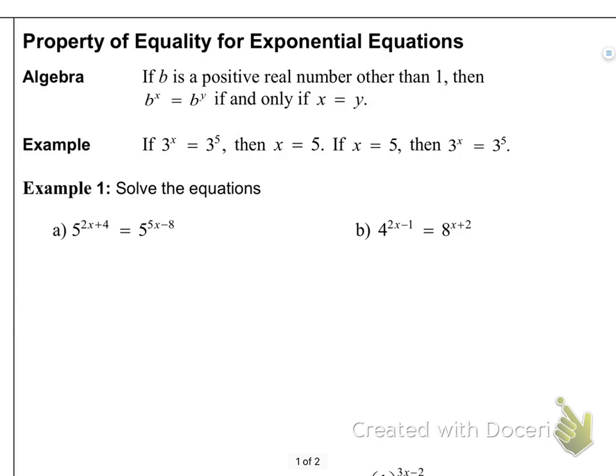Welcome to Chapter 7, Section 6 Notes, Solving Logarithmic and Exponential Equations. Now the first thing we're going to do is go ahead and solve exponential equations, and then we'll go on to logarithms. For exponential equations, as long as the bases are the same, you can actually set the exponents equal to each other. So in part A, the bases are both 5, so we really just have 2x plus 4 equal to 5x minus 8, and that's a nice linear equation that we can just solve.